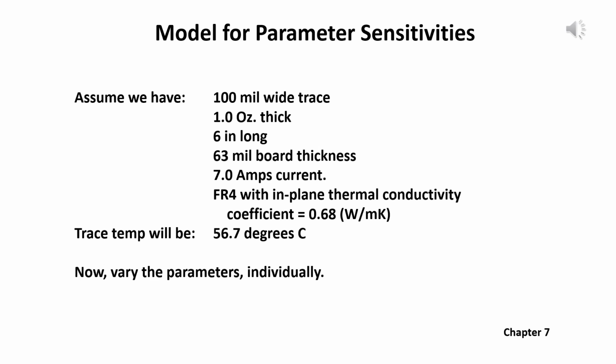A simulation tool is particularly powerful for allowing us to do sensitivity analyses. For example, suppose we have a 100 mil wide trace, 1 ounce thick, 6 inches long on a 63 mil board, and we put 7 amps down the trace. Simulation tells us the trace temperature will be 56.7 degrees C. Now, let's vary the parameters individually and see how each one affects the temperature of the trace.